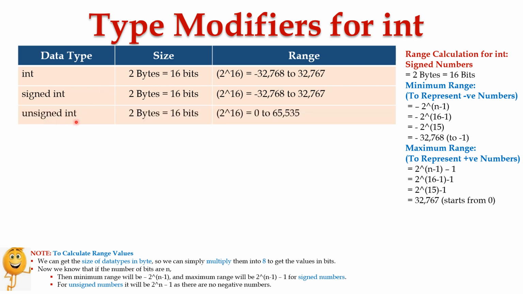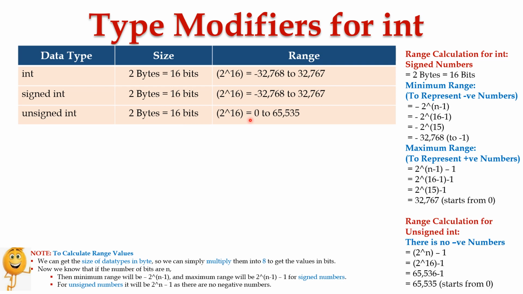Next, unsigned integer. It utilizes 2 bytes of memory space, that is, it needs 16 bits to store the value. Now let's check the range calculation for unsigned int. Since there are no negative numbers, the formula to calculate the range for unsigned int is 2 to the power of n minus 1.